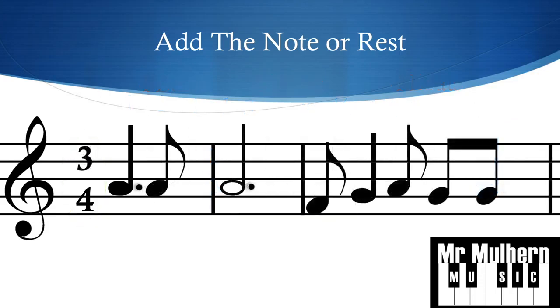One more example. Add the note or the rest. Here we go. We are in 3/4 this time. First bar, dotted crotchet, 1.5 beats, and a quaver, half a beat. We've got 2 beats in total, so we need to add 1 beat. So we add a crotchet. Next bar, we have a dotted minim. What does that add up to? Well, it already adds up to 3, so we can't add anything.